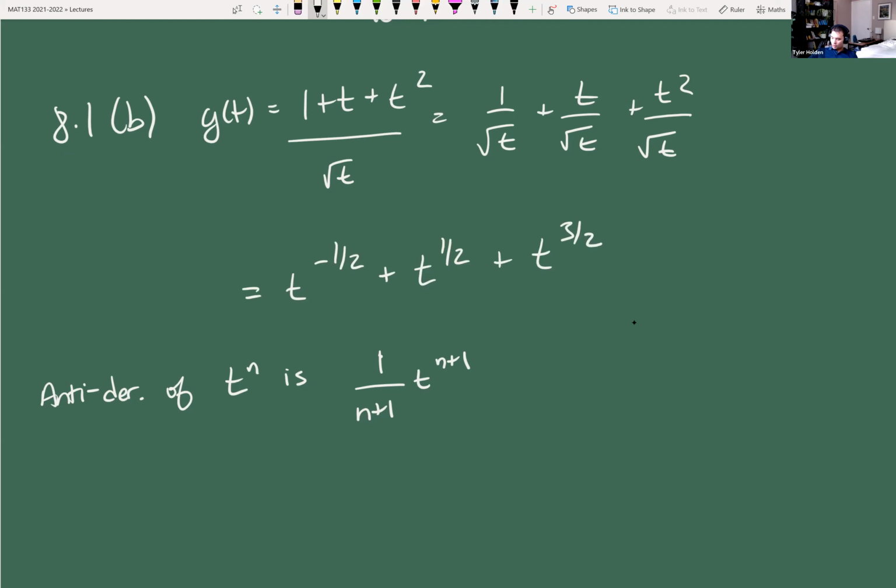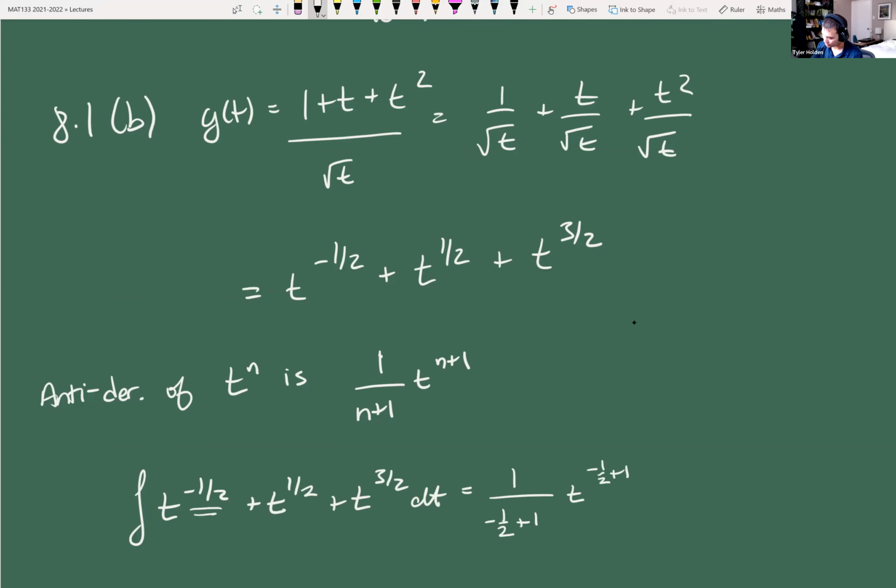So we're going to get, when we anti-differentiate this, which again, now we know, we didn't know this at the time, right? But that's what the integral sign means. So let me just use that. So t to the negative 1/2 plus t to the 1/2, that's a quarter, plus t to the 3/2. Okay, so if n is equal to negative 1/2, when I plug this in, I get negative 1/2 plus 1, t to the negative 1/2 plus 1, right? So that covers this one.